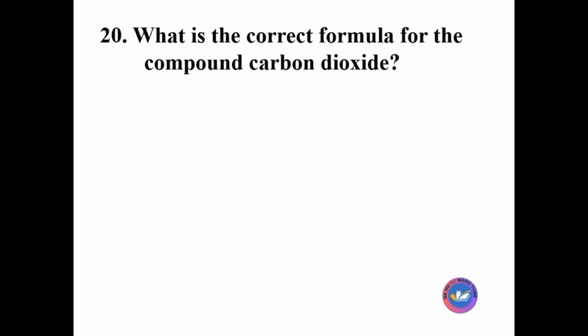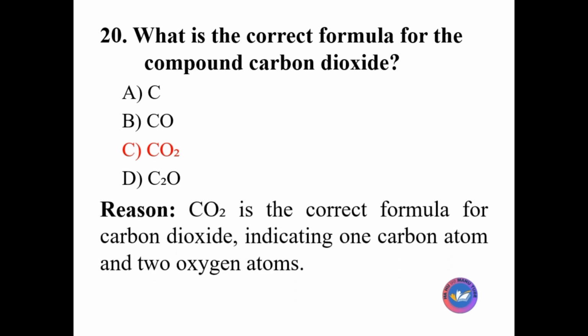Question number 20. What is the correct formula for the compound carbon dioxide? A. C, B. CO, C. CO2, D. C2O. The answer is CO2. CO2 is the correct formula for carbon dioxide, indicating one carbon atom and two oxygen atoms.